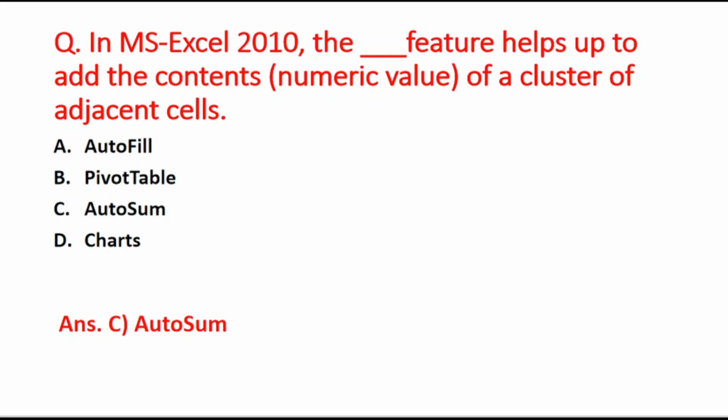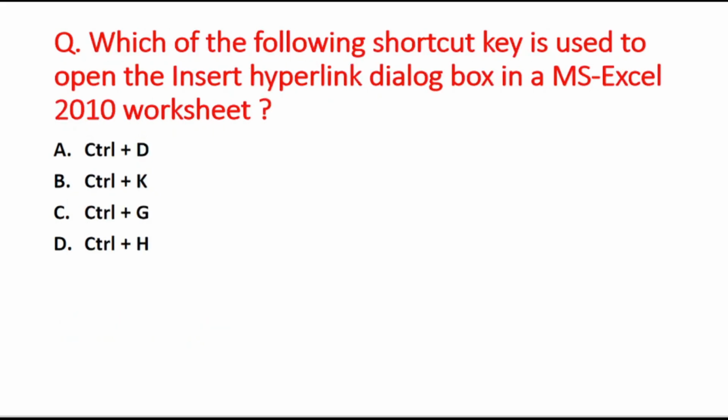Next question is, which of the following shortcut key is used to open the Insert Hyperlink dialog box in MS Excel 2010 worksheet? Your A option is Control plus D, B option is Control plus K shortcut key, C option is Control plus G, and last option is Control plus H. So the right answer is option B, that is Control plus K. That is, to open the insert hyperlink dialog box, the shortcut key is Control plus K.